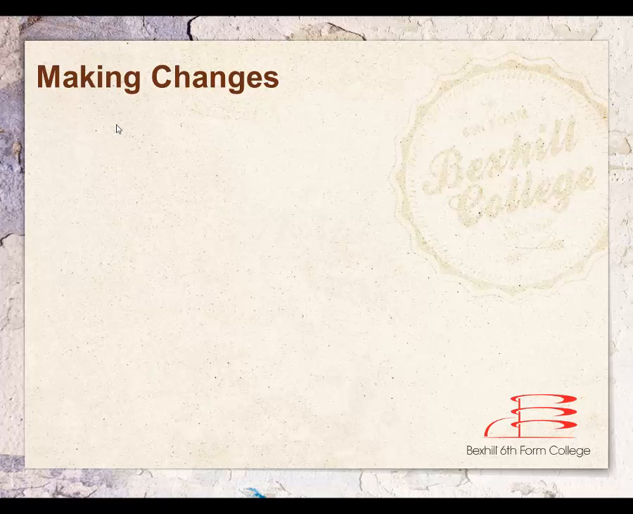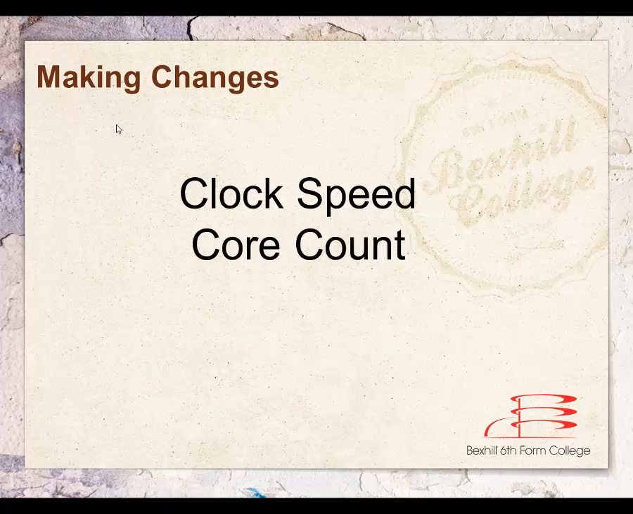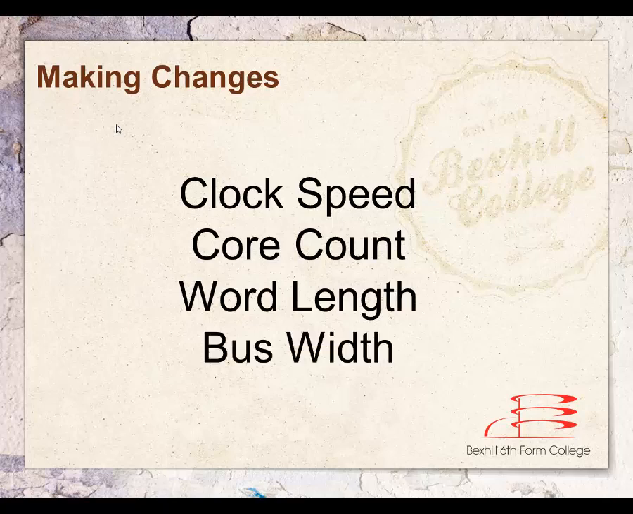Okay, let's have a look at making changes. What if we change some of these characteristics? What if we change the clock speed? What impact does that have upon our computer? What about how many cores we have inside our computer? Does that make any real difference? What about changing the word length or the bus width? Those are 4 areas that you actually have to be concerned with and understand.